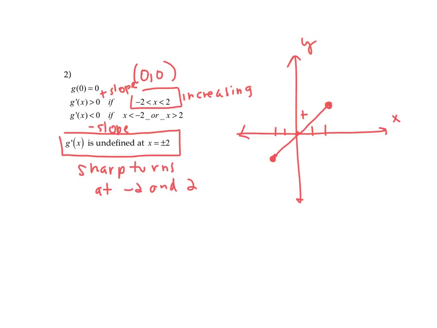When x is less than negative 2, it has to be decreasing, or the function has to have a negative slope. So it could go something like that. And then when x is greater than 2, it's also decreasing. So it could go like that. Again, this is just a sketch, but make sure that whatever your graph is, it matches all of those intervals.